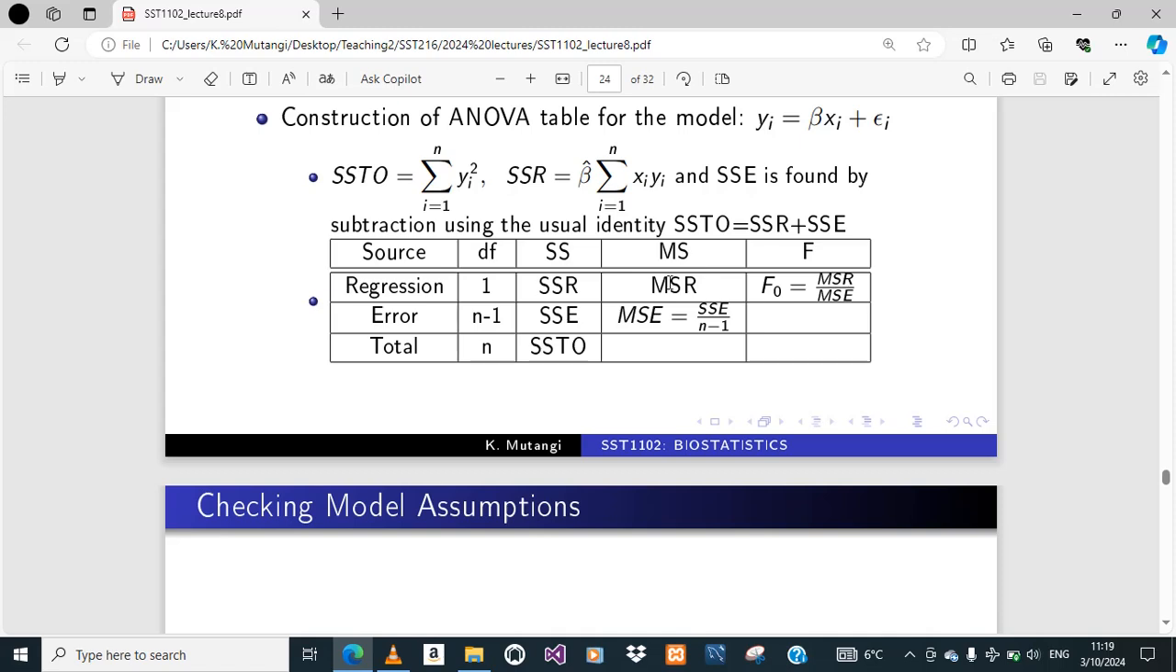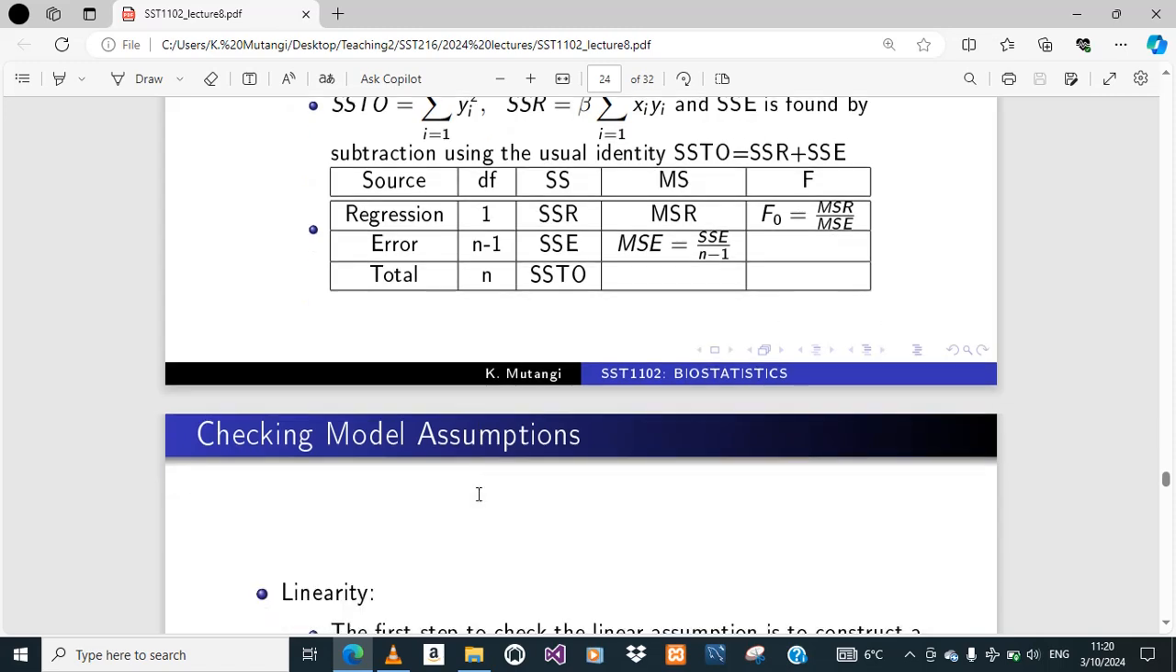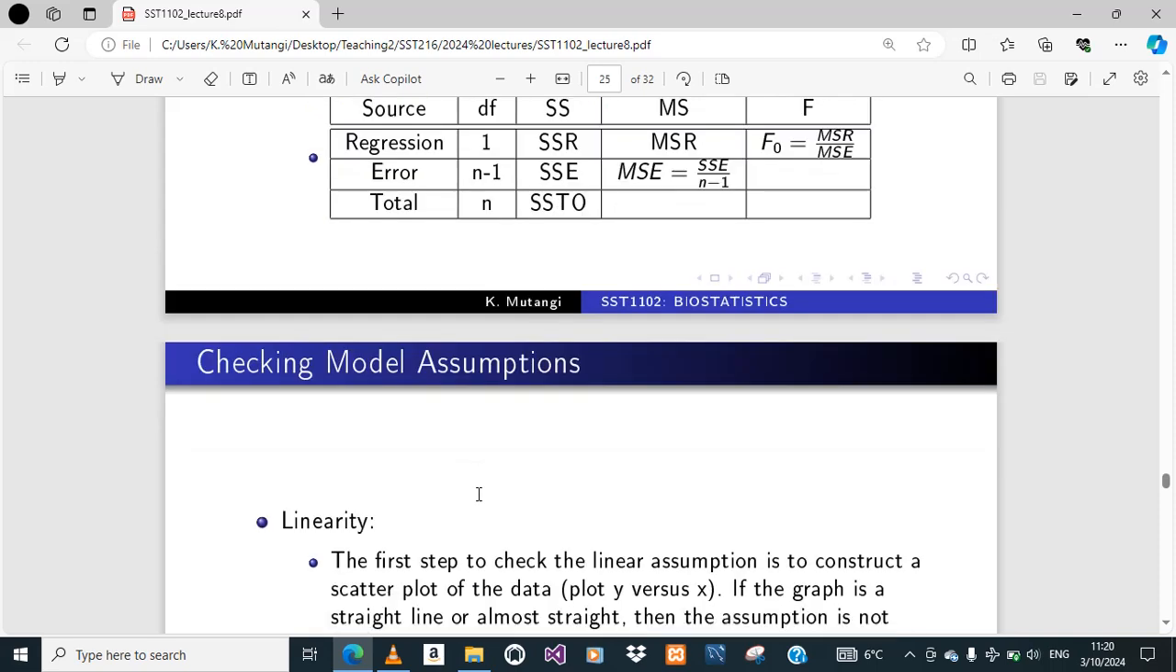The mean square errors are found in the usual way, where you divide SSE by its corresponding degrees of freedom, as well as MSR is found by dividing SSR by its corresponding degree of freedom there. F naught is found the usual way. This is regression through the origin. Just take note of the changes in the formula for SST and for SSR, and the rest of the stuff remains the same. Also, the test statistic for testing that single parameter is changed.